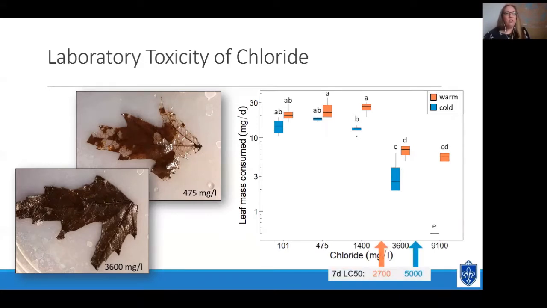Now, if you recall from the lethal toxicity study, the LC50 in the warm treatment was 2,700, which coincides with this drop in feeding. But at a chloride concentration of 3,600, despite there being more than twice as many animals still alive in the cold treatment, there was less feeding in the cold treatment. So let me repeat that. Twice as many animals alive, but they ate half as much food.